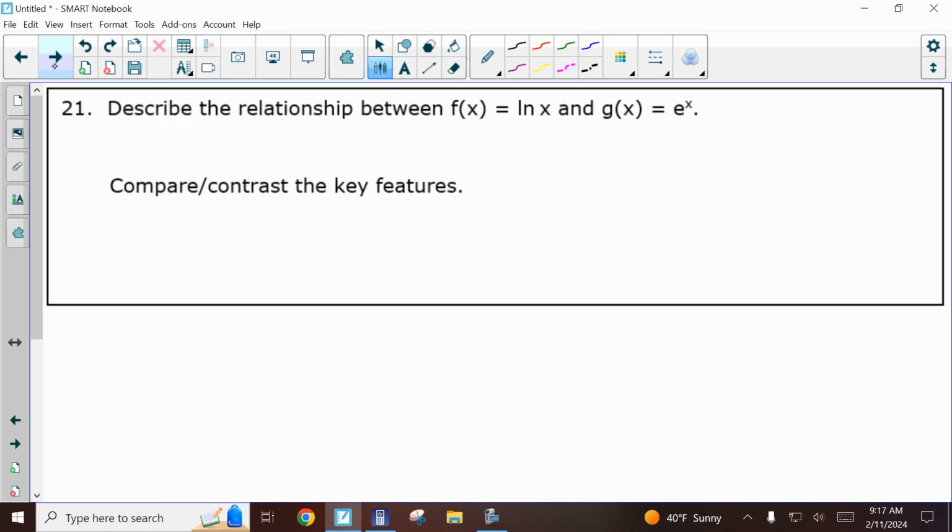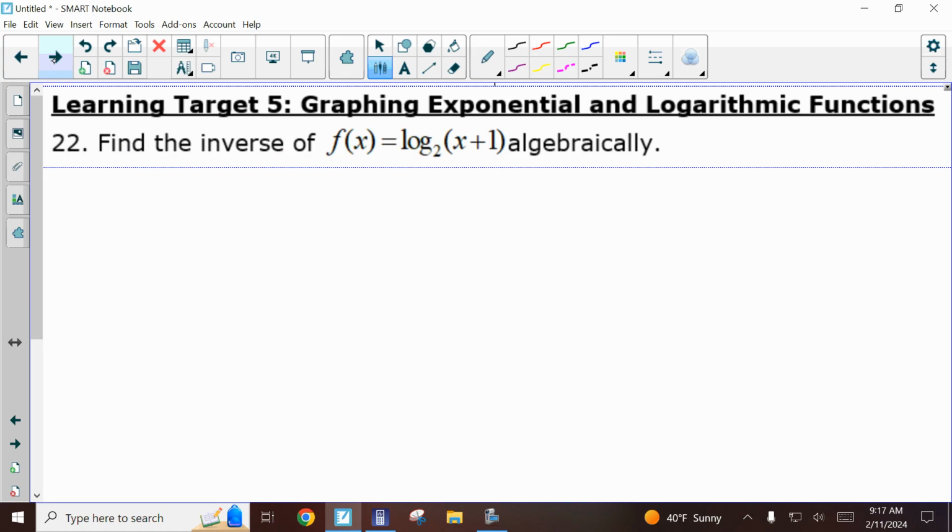Okay, so there's that question. Then it says describe the inverse, or describe the relationship between ln of x and e to the x. Now guys, you got to remember, ln is really just log base e, and this is base e. So anytime you see a log and an exponential that have the same base, they're basically going to be inverses of each other. So that's what I'm going to write here. They are inverses. There's going to be one just like that on the test.